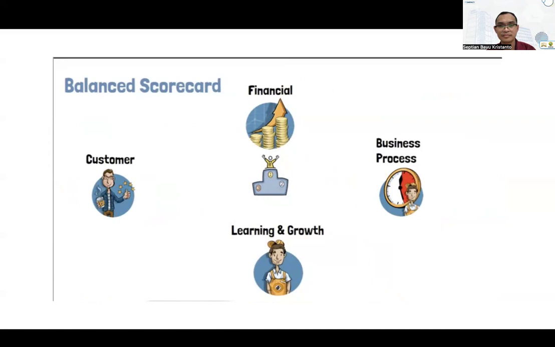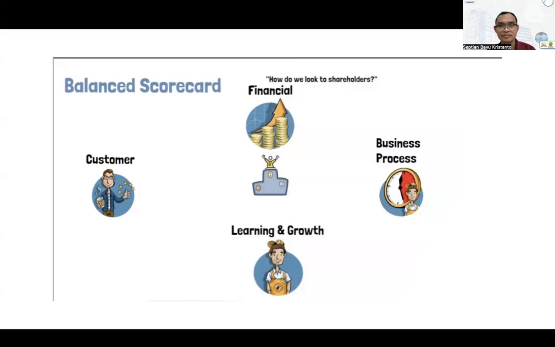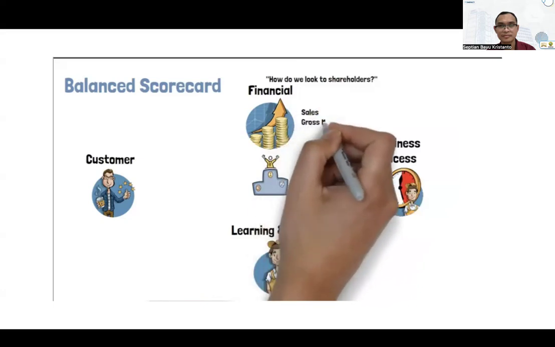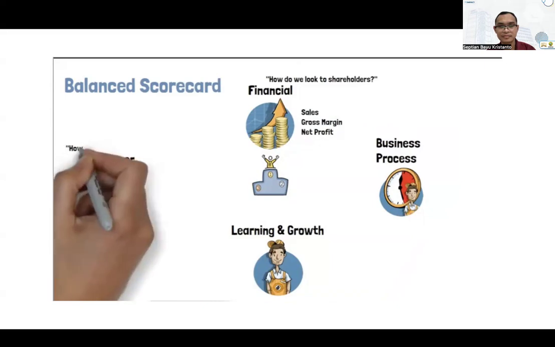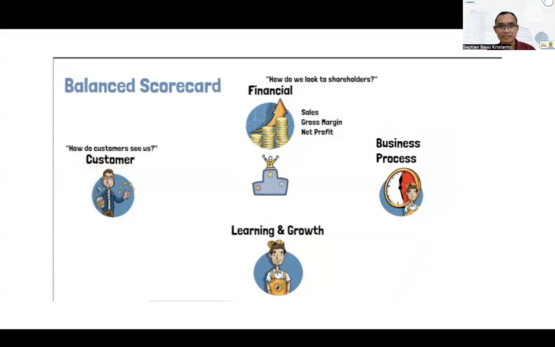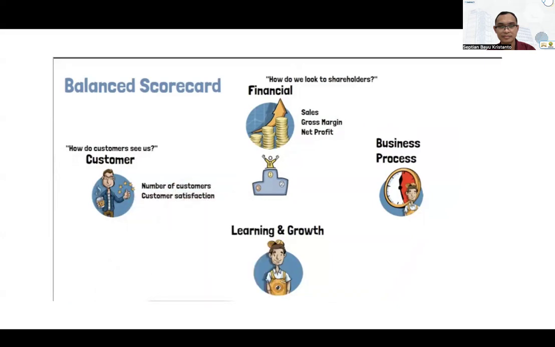Then we can start defining measures for each of the 4 dimensions. The financial measures reflect what the company's shareholders ultimately care about, including things like sales, gross margin, and net profit. However, your coffee shop can only have financial success if it has lots of happy and loyal customers. So in the customer dimension, you can measure how many customers you serve each month and how satisfied they are with your coffee.